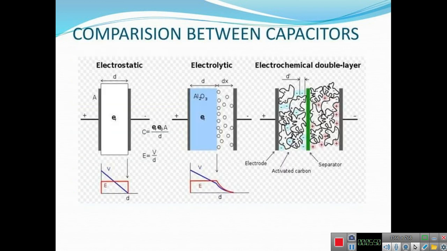So, comparison between capacitors: electrostatic capacitor, normal capacitor, electrolytic and electrical double layer. So this is a normal capacitor and this is a secondary rechargeable capacitor and this is the electrochemical double layer EDLC capacitor.